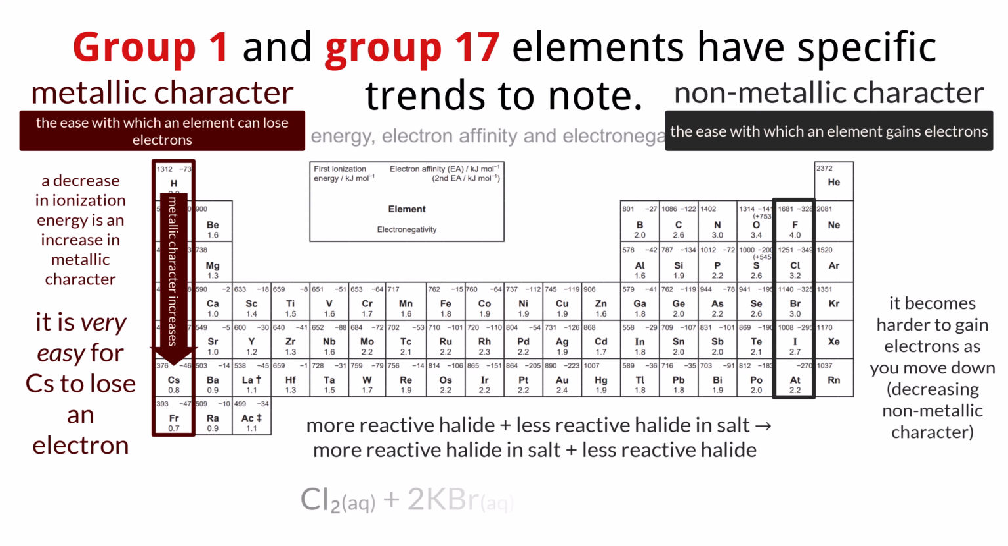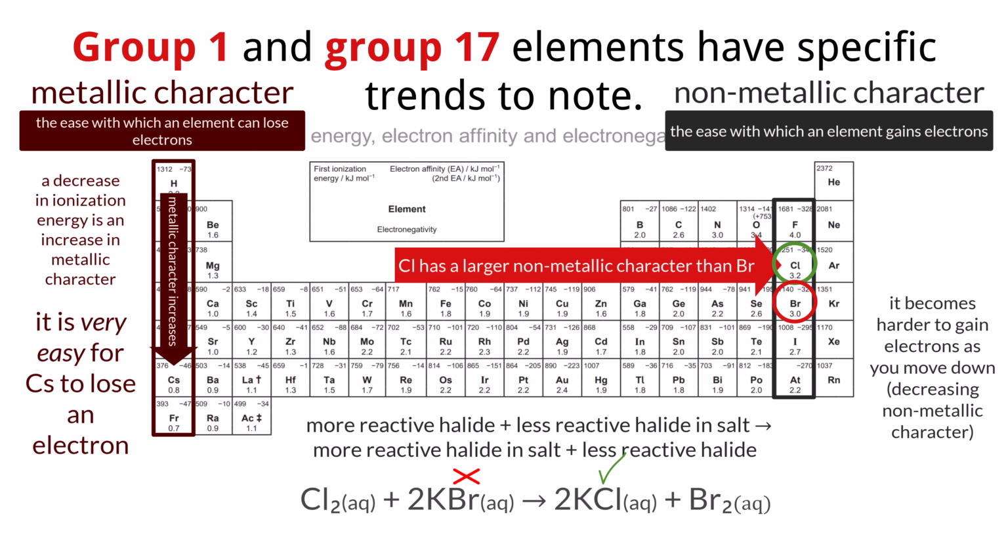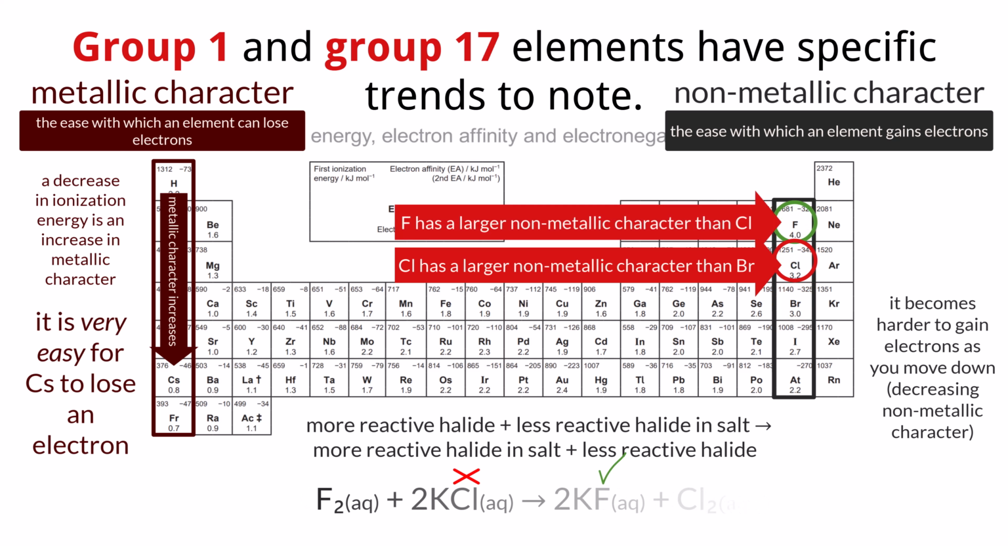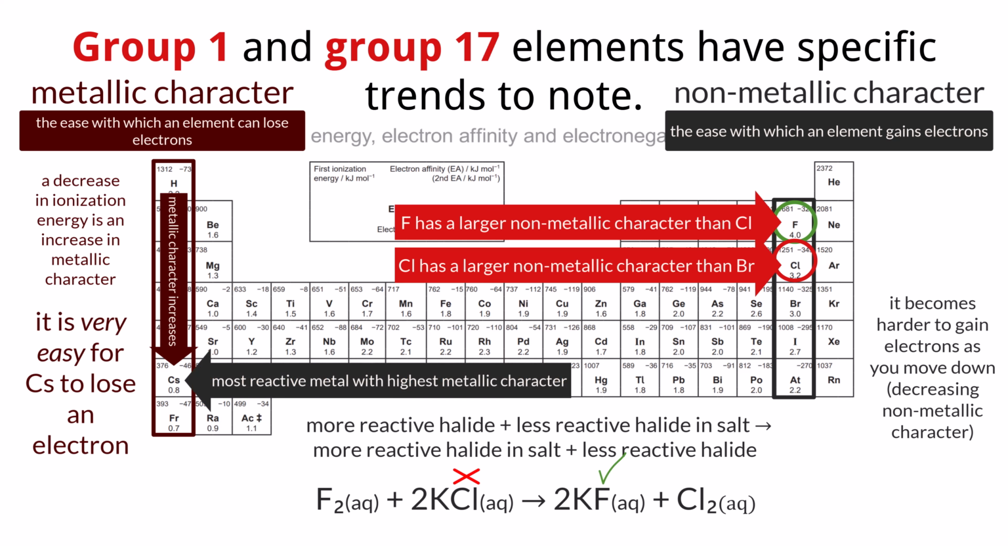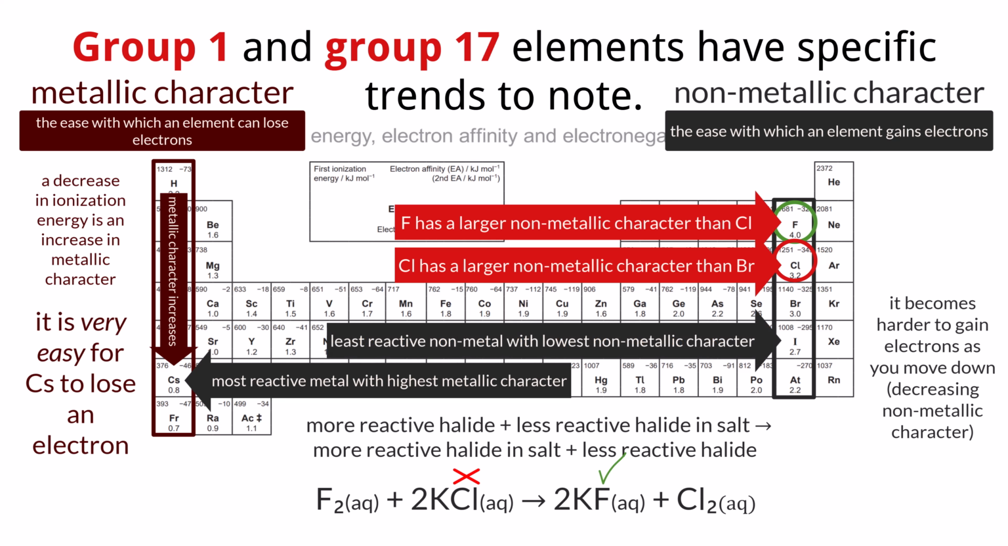For example, chlorine will displace bromine ions because it has a stronger attraction for electrons, and in the same manner, fluorine will displace chlorine because of the same reason. So with this information, we can say that within group 1, cesium is the most reactive metal, it has the highest metallic character, and within group 17, iodine is the least reactive nonmetal, it has the lowest nonmetallic character. There are no values for metallic and nonmetallic character shown on the periodic table, so these are trends that you need to generally understand, and they heavily relate to ionization energy for metallic character and electronegativity for nonmetallic character.